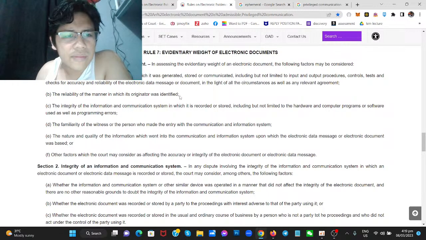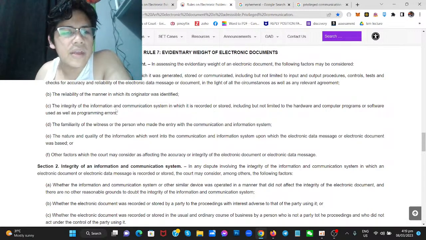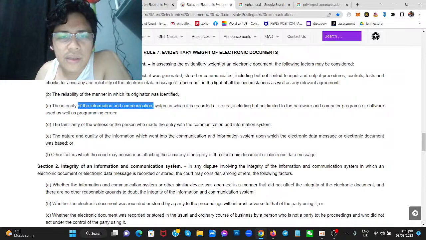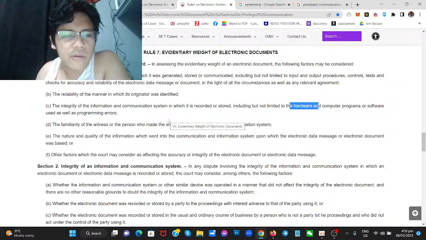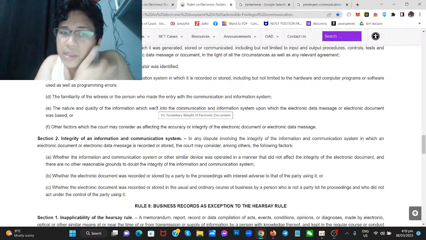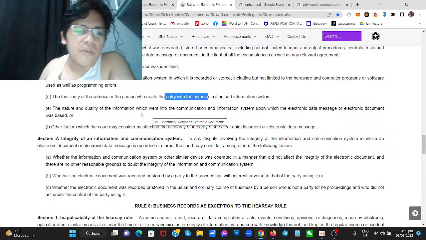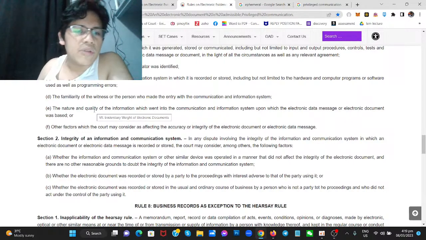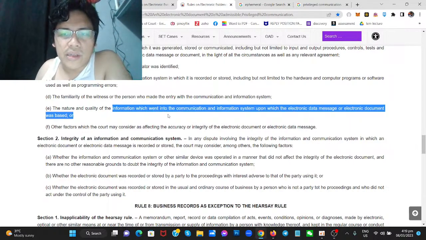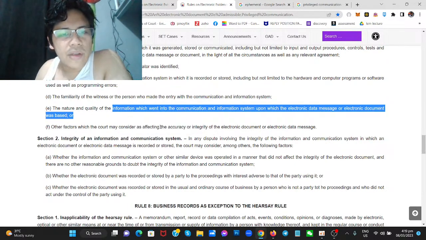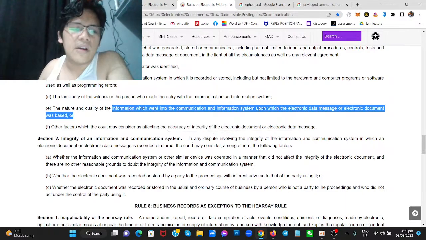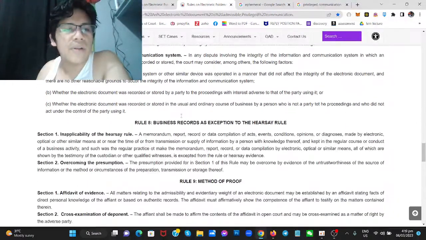Okay? The reliability in which its originator was identified, the integrity of the information, in how it was recorded or stored, including but not limited to hardware and computer software, the familiarity of the witness who made the entry with the communication, of course, if he's really the one, the nature and quality of the information which went into the communication is really important to solve the case, and factors which the court may consider as affecting the accuracy or integrity of the document. Dashcam videos, for example, right, or recorded videos.